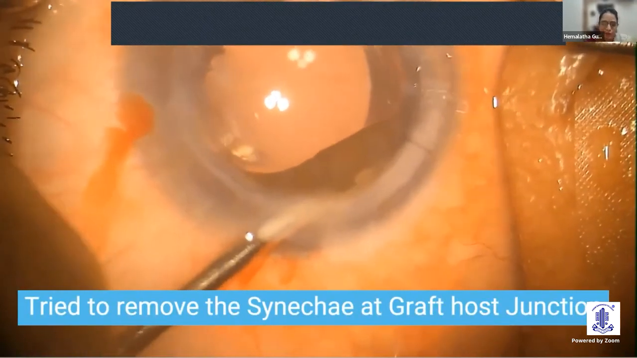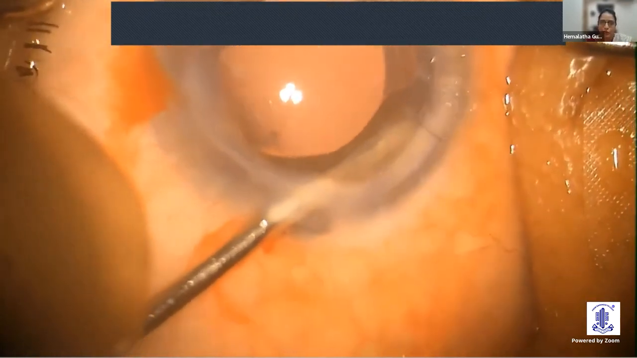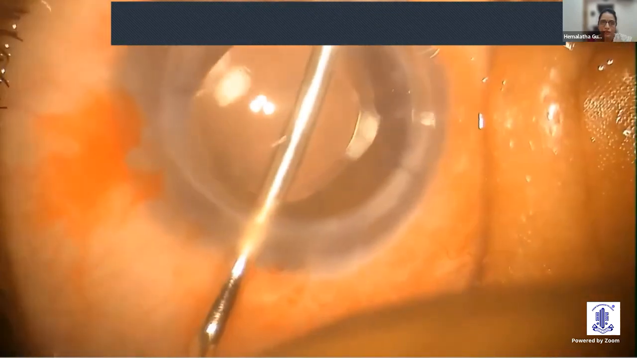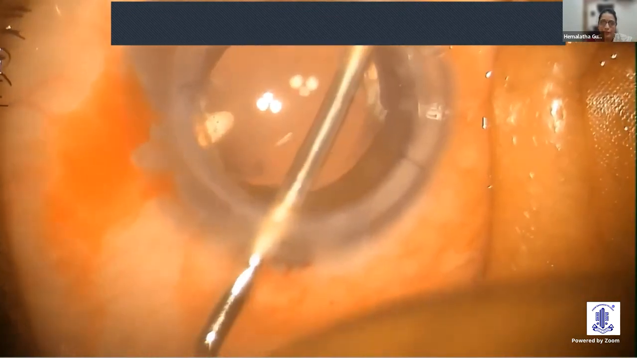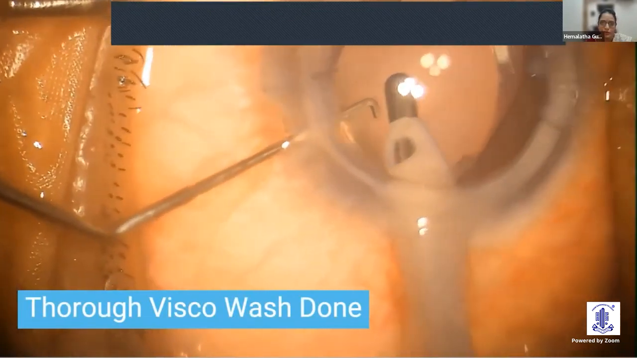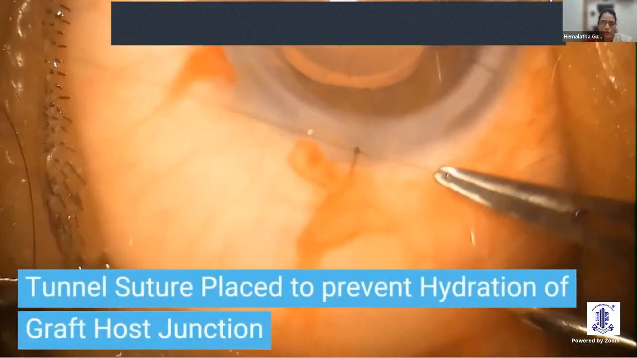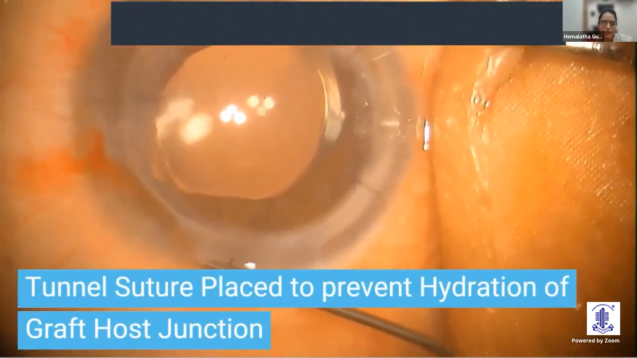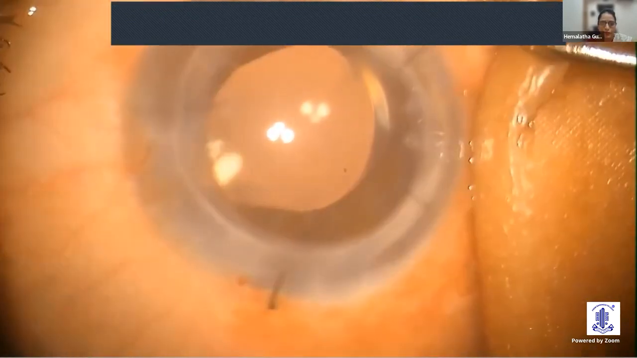Again, under the visco, I tried to remove some of the synechiae at the graft host junction, but I was successful in removing only 80% of those synechiae. The rest of the synechiae I kept, because there can be chances of iridodialysis, and this can make the problem worse. After that a thorough visco wash was done. Instead of doing hydration, I put a tunnel suture so that there is no overhydration at the graft host junction.